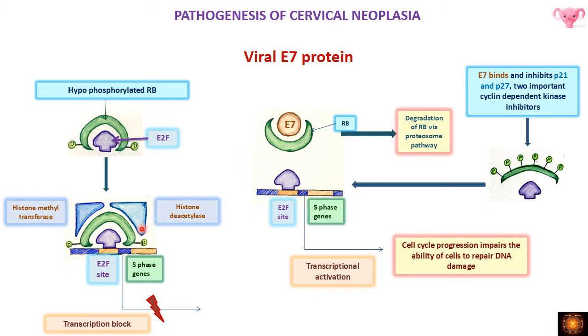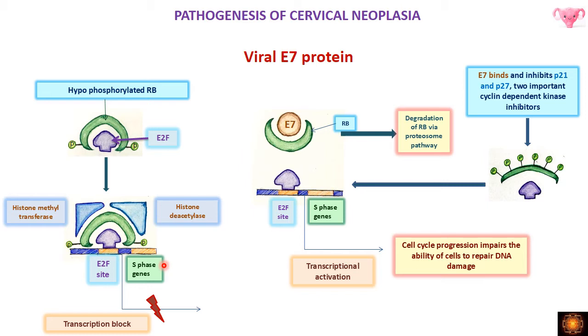At the same time, it also inhibits the transcription of the S-phase genes, which are responsible for the production of the proteins which push the cell into the cell cycle. So the normal function is, when it is in the complex form RB with E2F, it recruits the substances which are required for DNA repair and it blocks the transcription of the S-phase genes.